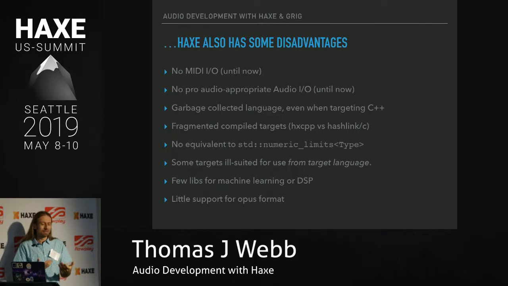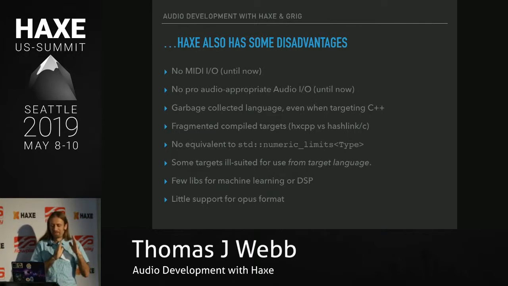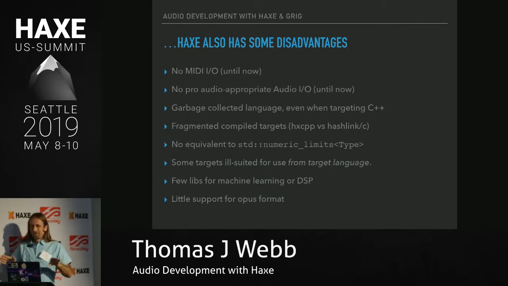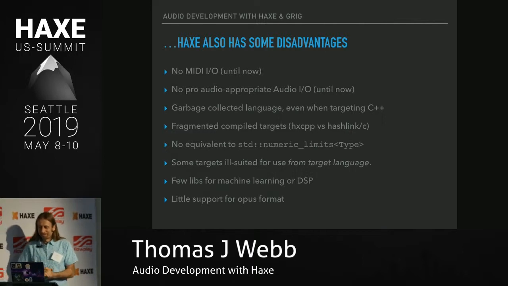In a lot of traditional audio programs, you allocate everything you need at the beginning, and then from there on you don't do any allocs or deallocs or frees. You just use that same memory over and over again. And I don't think it's really possible to have that kind of control in Haxe, but there are some ways around it, so it might not be that big of a deal.